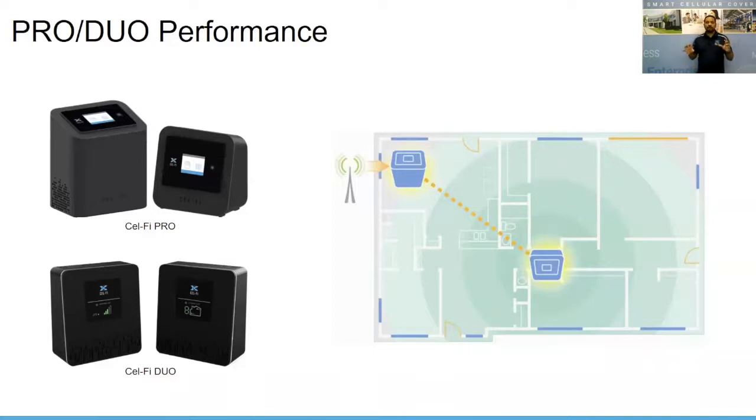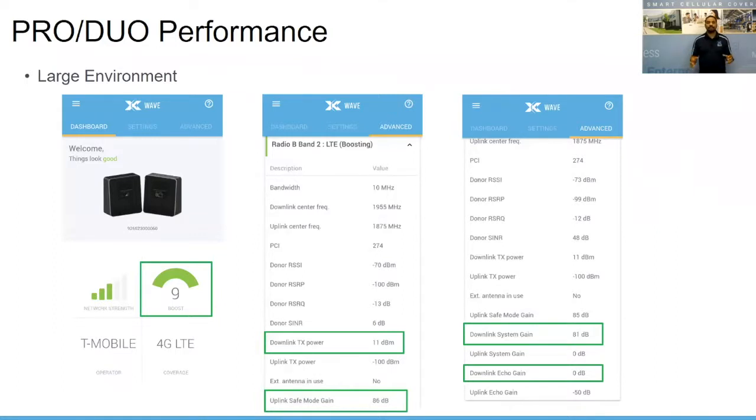So we'll start off with an ideal scenario where you're at max transmit power, good separation, the echo is really small, and then we'll force the oscillation condition where we bring them extremely close and we can see the Cel-Fi echo cancellation algorithm in action, as well as the gain control in action. So again, large environment, we've got good separation.